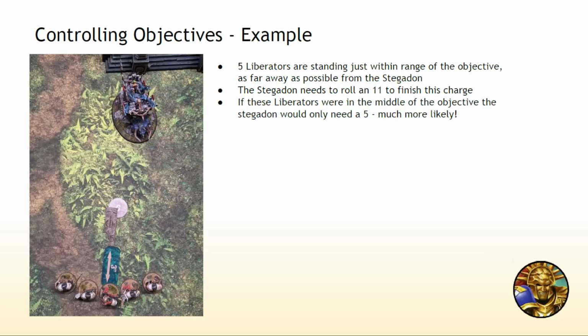Here you can see an example of what I was talking about earlier. In particular, you have 5 Liberators standing just barely within range of the objective. The Stegodon has moved up, and because of the positioning of the Liberators, the Stegodon needs an 11 to finish a charge. If those Liberators were in the middle of the objective, the Stegodon would have only needed a 5, and it would have made it into melee, and it would have wiped out the Liberators and scored that point. But because the Liberators are deployed as far back as possible, the Stegodon's not able to get onto it.